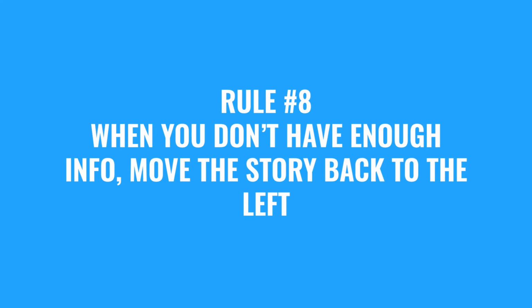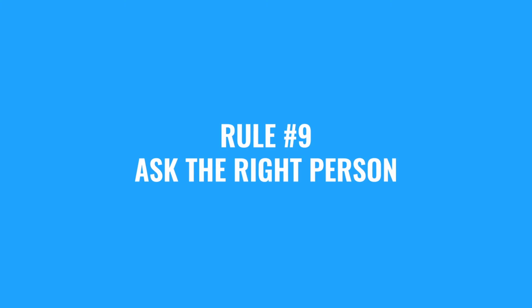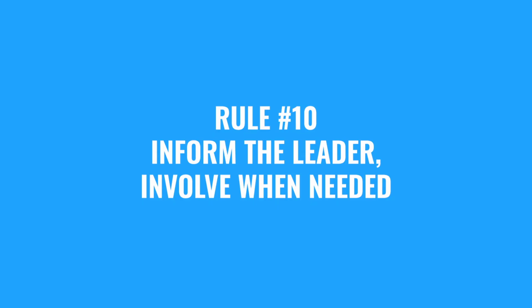information about the task that you're trying to perform, then move the user story back to the left to the previous person who was supposed to provide you with enough information for your task. Rule number nine, ask questions and get input and feedback from the person who can answer your questions. And rule number ten, involve the leader when needed.